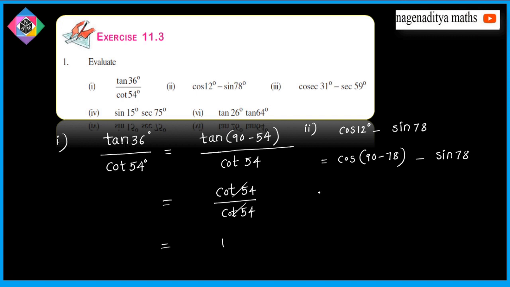So this is equal to cos of 90 minus theta. 78 is theta here. So cos of 90 minus theta is sine theta. So this is sine 78 minus sine 78. Sine 78 and minus sine 78 both cancel and we have 0. Okay, the answer is 0.